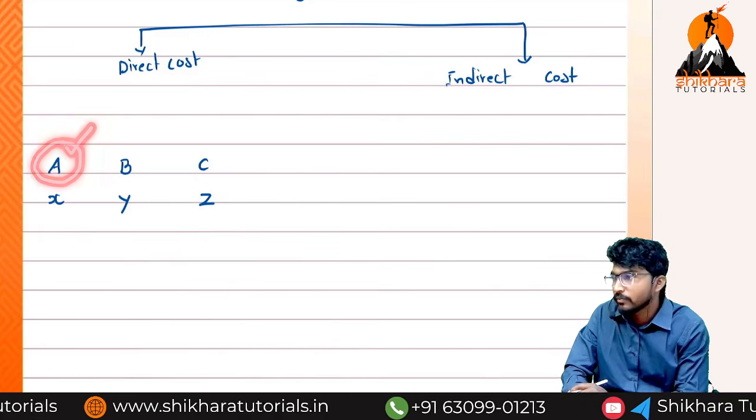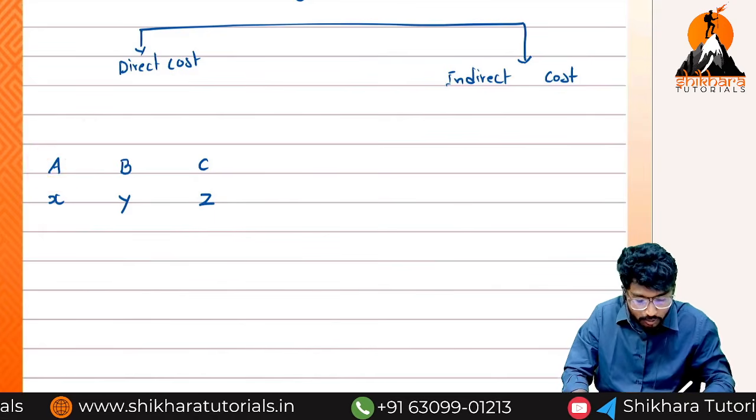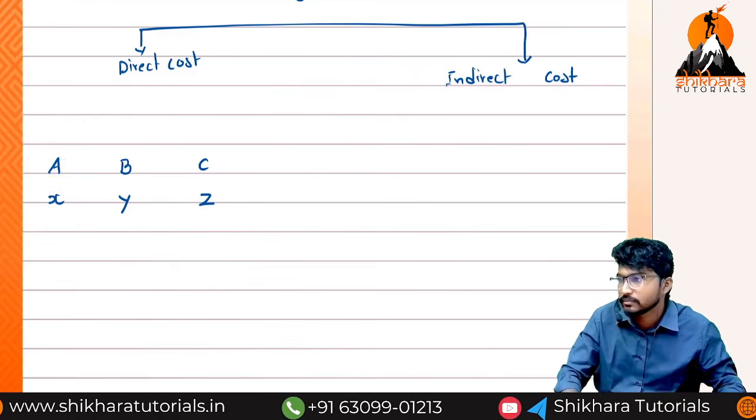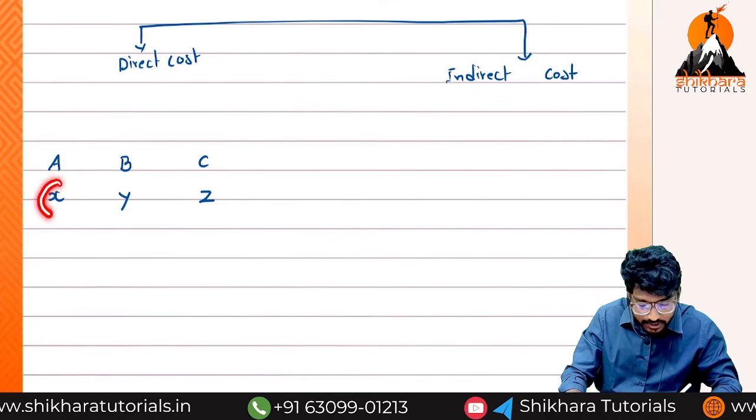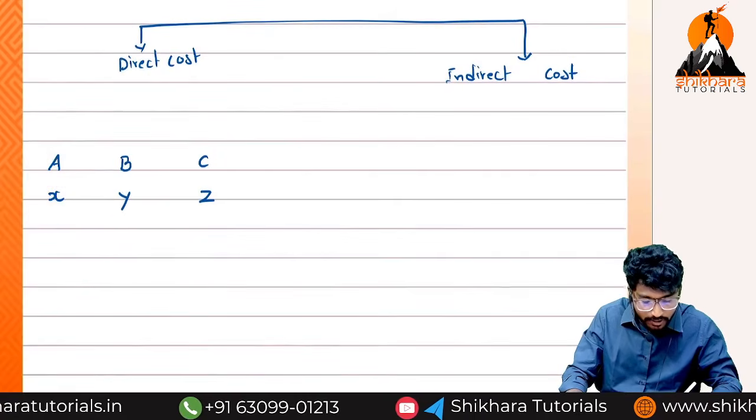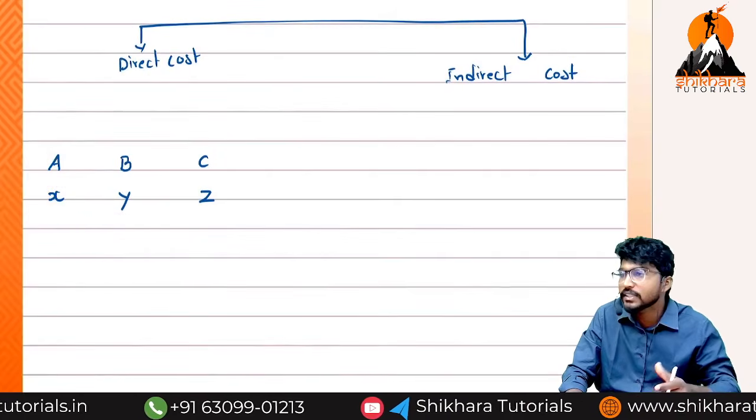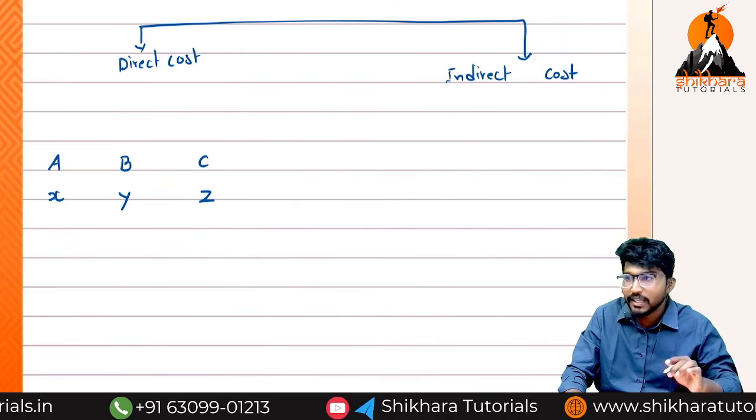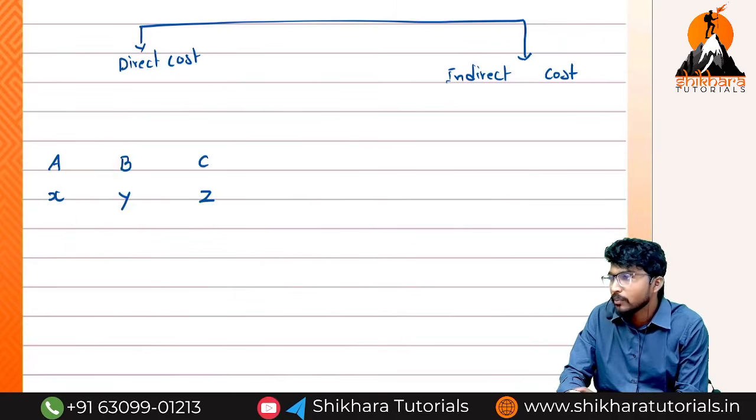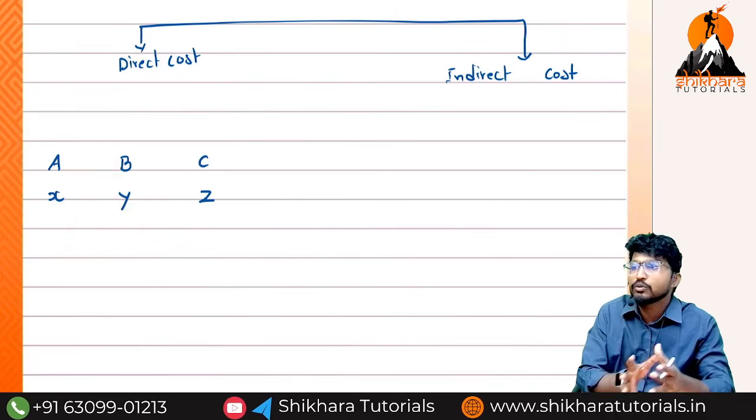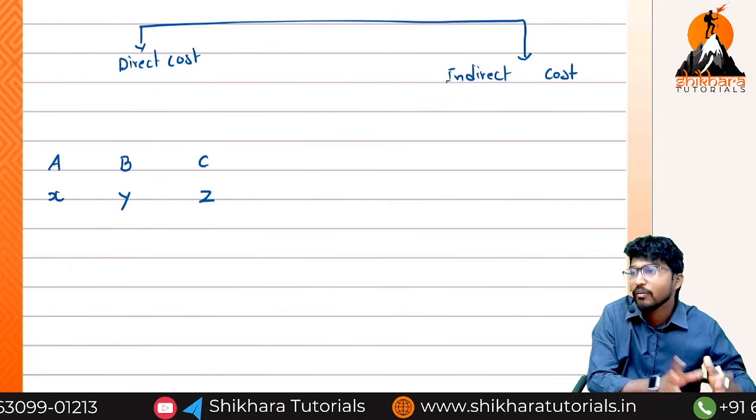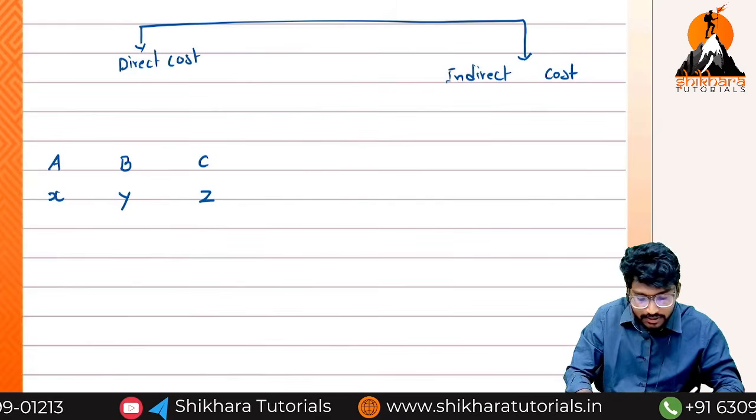Product A. For example, I incurred 10 rupees for purchasing ingredient X. Now I will give this entire 10 rupees to whom? A. For example, I incurred 20 rupees for purchasing Y. Then I am directly giving this entire 20 rupees to whom? B. Why? Because B is the sole product consuming that raw material Y. So this is direct cost.